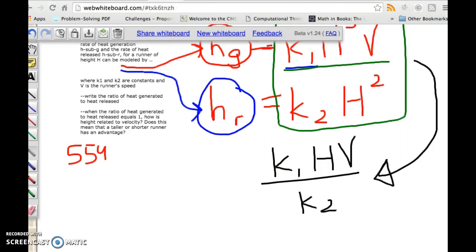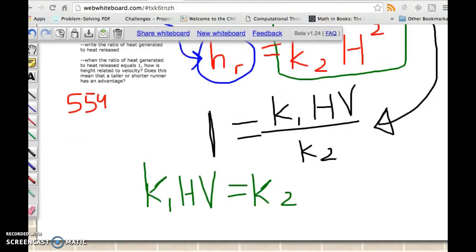The second question asks, when this ratio that we just wrote equals 1, how is height related to velocity? So let's just make it equal 1. That means K1H, the numerator, equals the denominator. So K1HV equals K2, so HV equals a constant, K2 over K1. And that means that there's an inverse relationship. So the taller you are, the slower you are going.